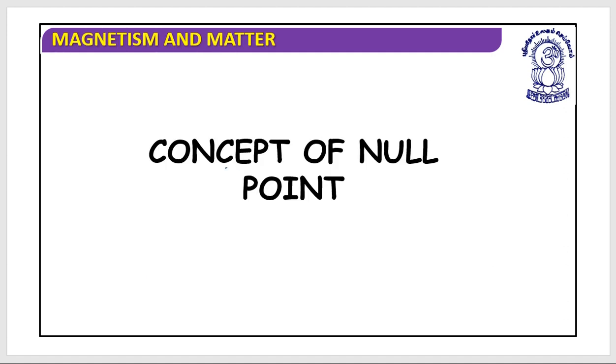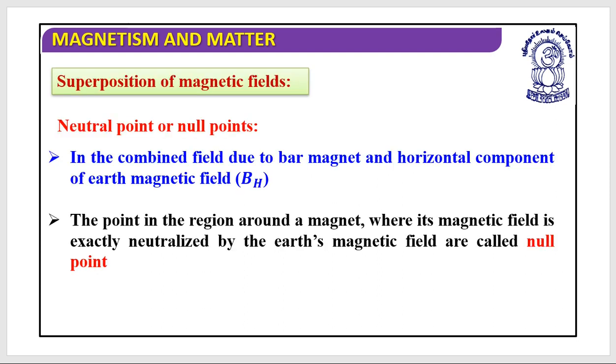In today's class we are going to discuss a very short topic, but a very important one. It's the concept of null point. So what is a null point and how do we find it out? Let's have a look. Basically, it's a superposition of magnetic fields. When I say superposition, that means we have more than one magnetic field at a particular location, and then we need to use the vector law of addition to find out the net magnetic field. That is what we call superposition of magnetic fields.